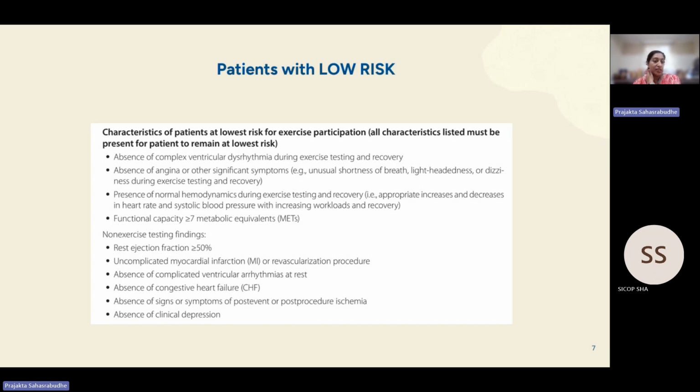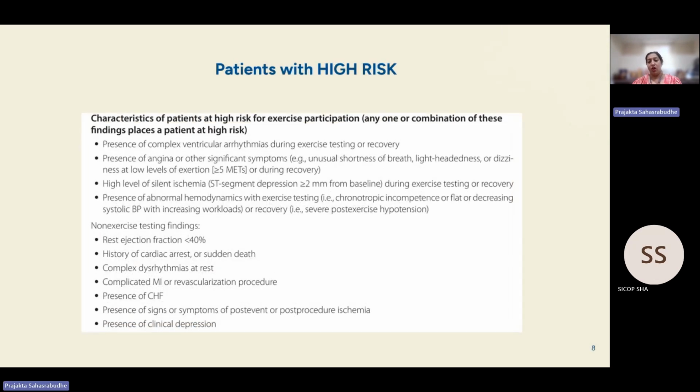And non-exercise testing is on the basis of the reports or investigation that ejection fraction is near normal, that is more than 50%. Patient had a relatively uncomplicated procedure or uncomplicated recovery period. There is no evidence of heart failure after the episode, and there are no current signs and symptoms of ischemia. Then, on another extreme, we have the high risk category.